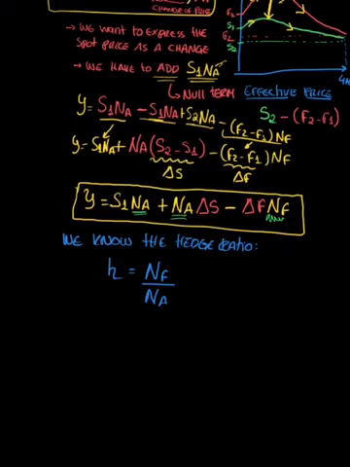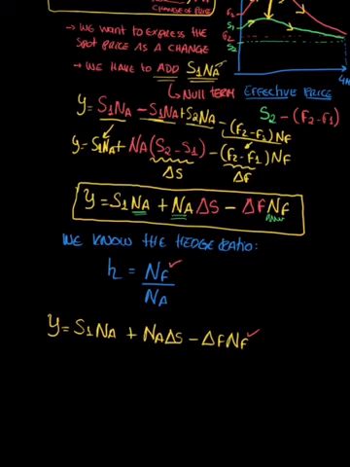So let's look again at my formula. So I will just copy down here my formula. Y equals S1 NA plus NA delta S minus delta F NF. Okay, let's look again at our formula. I have here NF, well, NF is here as well, but I don't have NA. NA is missing in my formula, so what do we do?